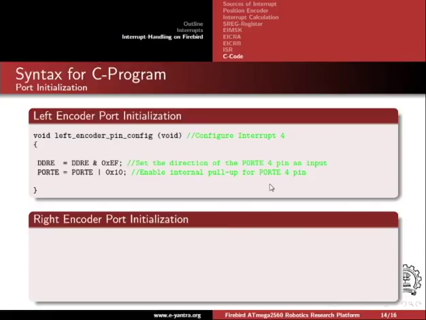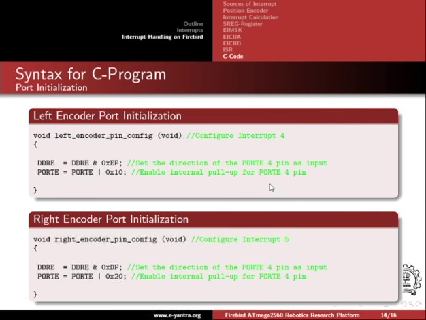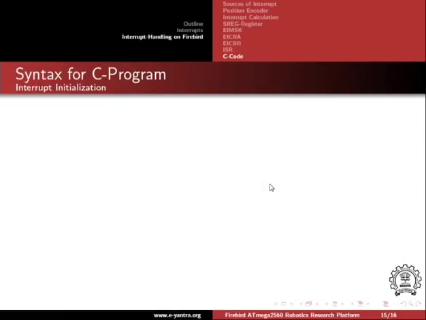Similarly, to initialize the right encoder we use the function right_encoder_pin_config. The right encoder is connected at port E pin number 5. This pin is defined as an input pin and the pull-up resistor is activated for that pin. The registers that we have discussed tell the microcontroller how it has to function when an interrupt occurs. Thus we have to use them in the initialization of interrupts.